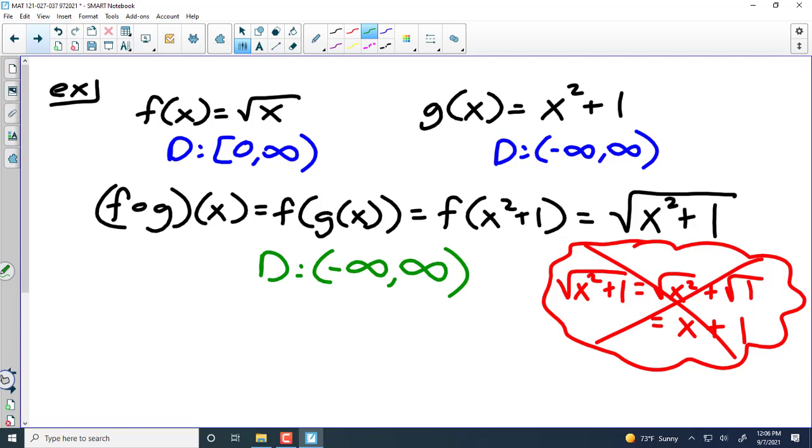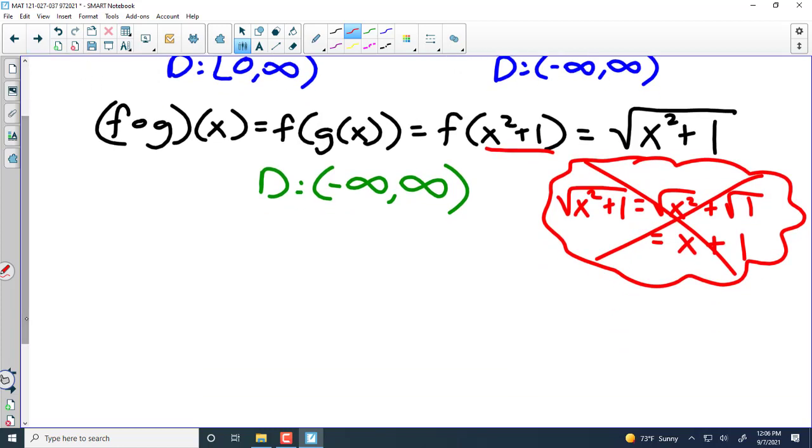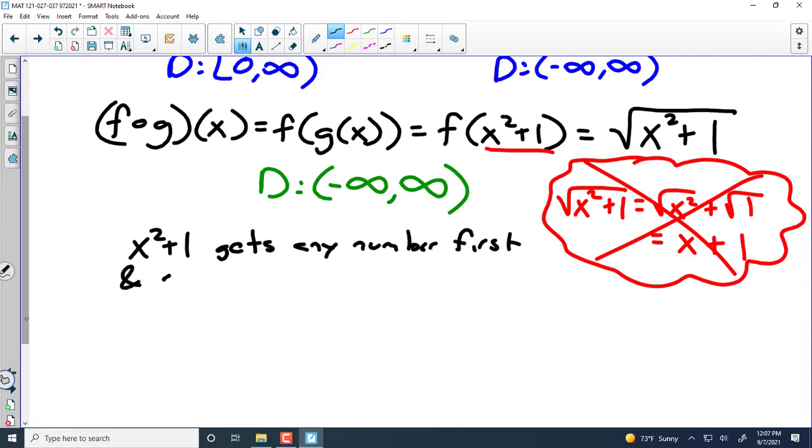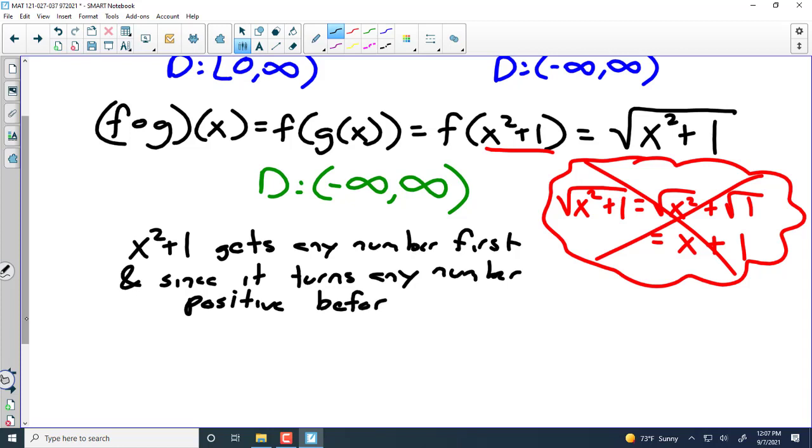The composition is very, very interesting, because what happens is the inside function, in this case, x squared plus 1, gets a hold of a number. X squared plus 1 gets any number first. And since it turns any number positive before we square root, the domain is negative infinity to infinity.